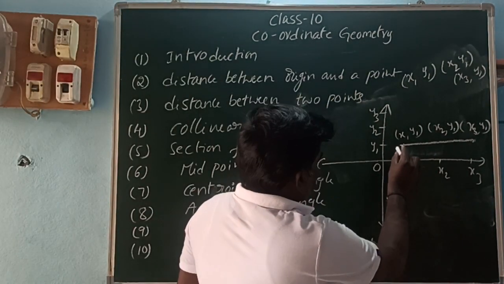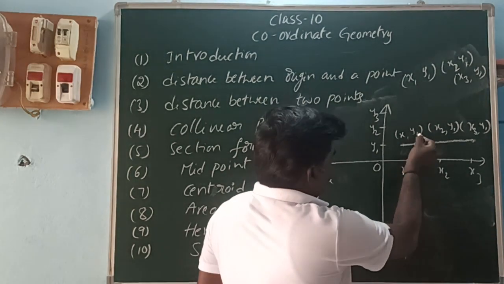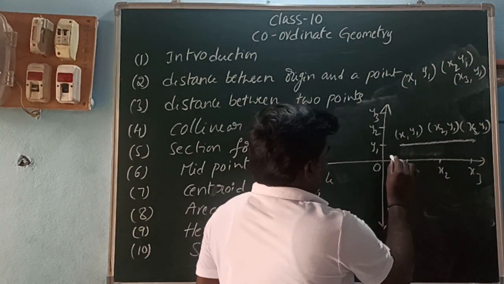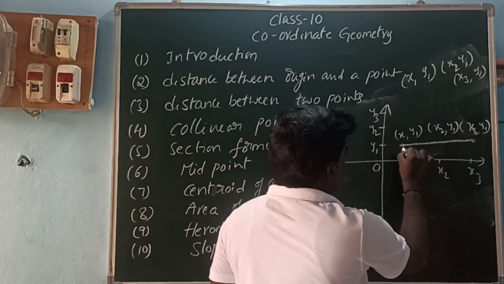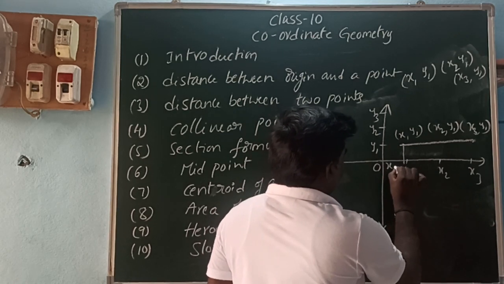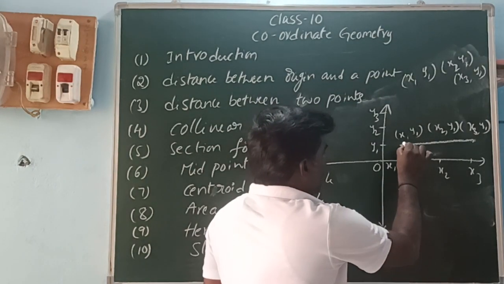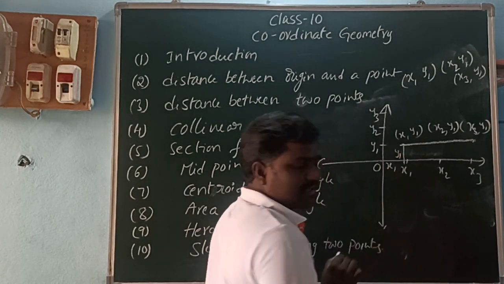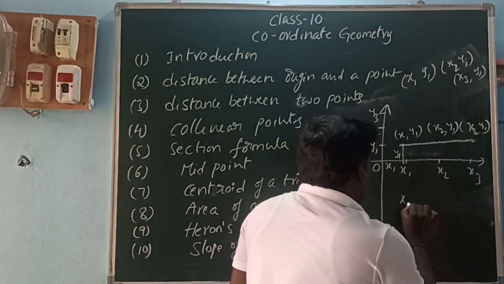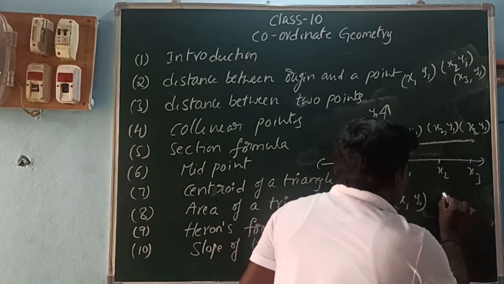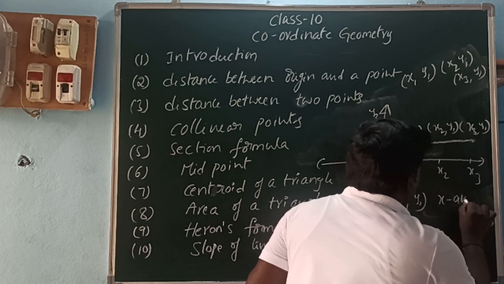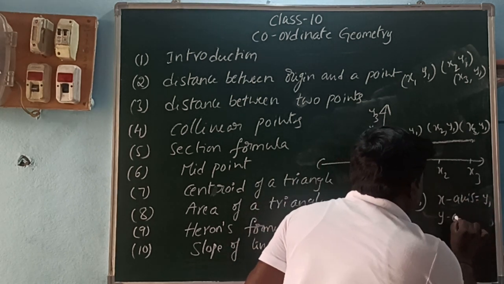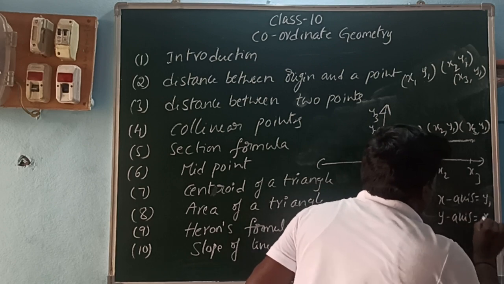Next, the point x1 y1. The distance of this point from y-axis is x1 units. The distance of this point from x-axis is y1 units. So x1 y1: its distance from x-axis is y1 units, and its distance from y-axis is x1 units.